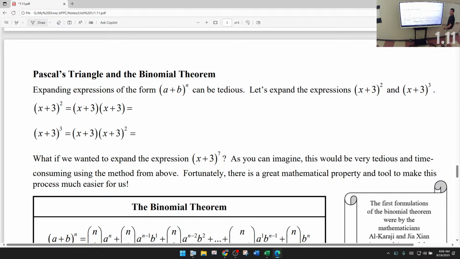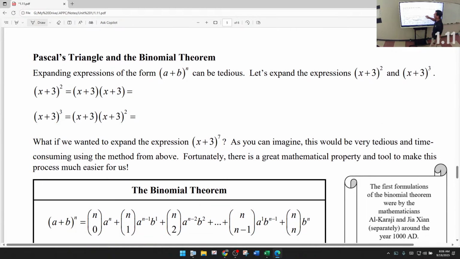Then I have x plus 3 cubed. Well, then I got to take x squared. So here we go. This is x squared plus 6x plus 9, because the x is going to go with that 3, and this 3 is going to go with that x. That gives me the 6. And then this 3 gives me that 9.